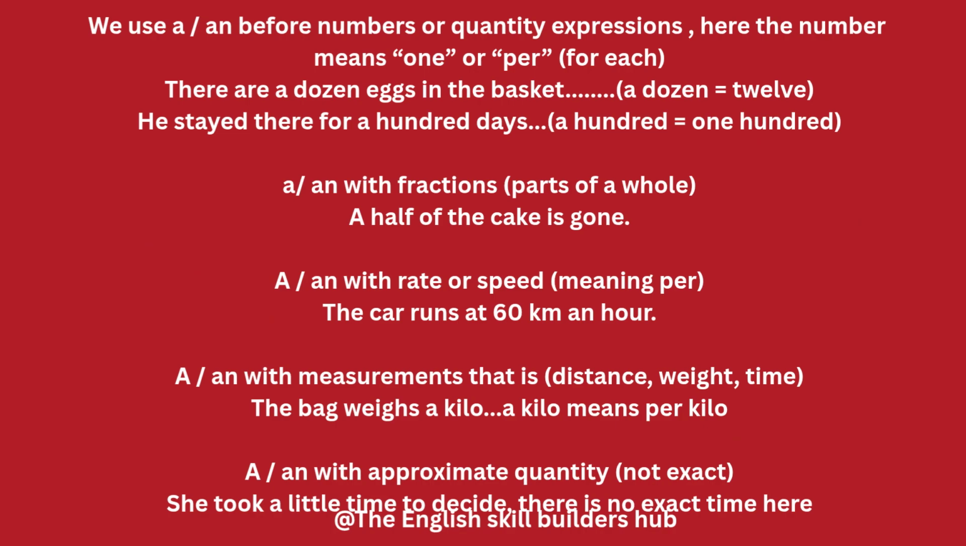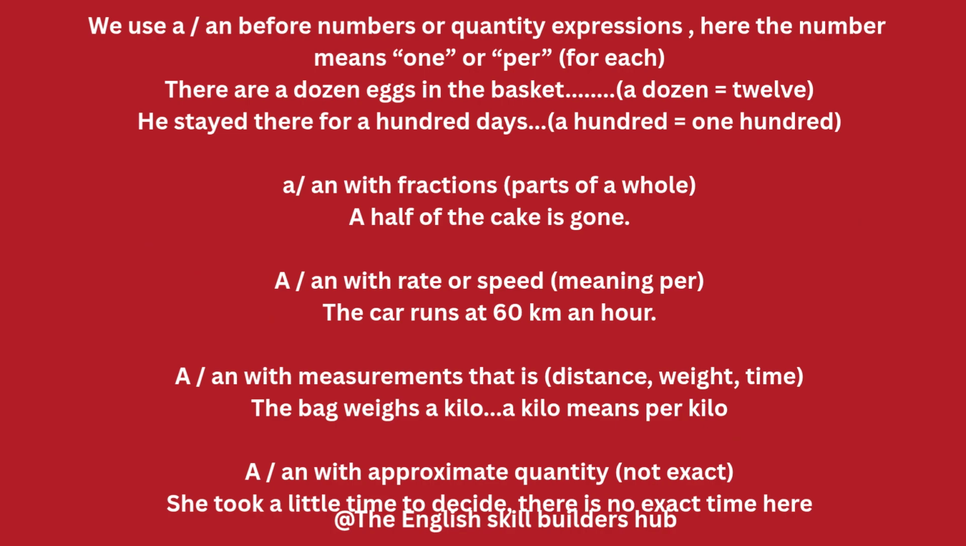In the same way, a or an is used with fractions. Example, a half of the cake is gone. Here half represents the whole part of the cake. A or an with rate or speed. Example, the car runs at 60 kilometers an hour. It means per hour the car runs 60 kilometers. And a or an with measurements, that is distance, weight, time. Example, the bag weighs a kilo. A kilo means per kilo.